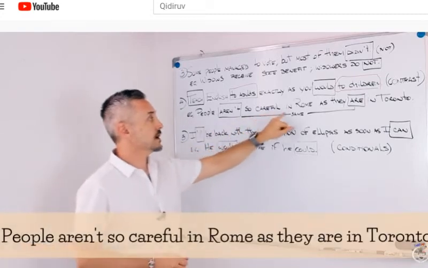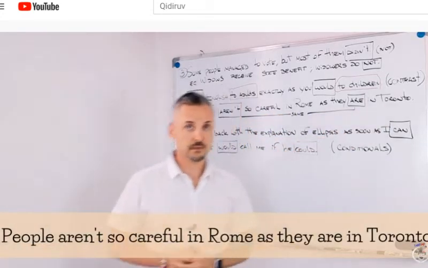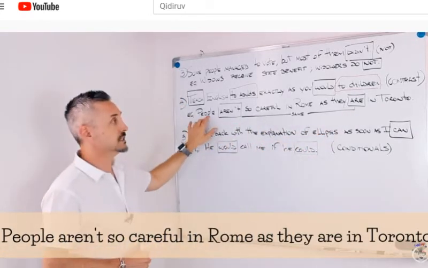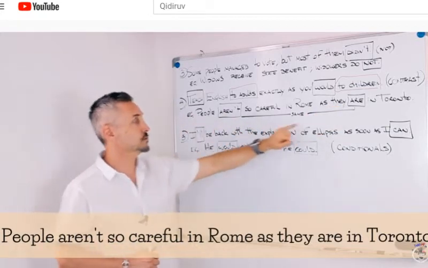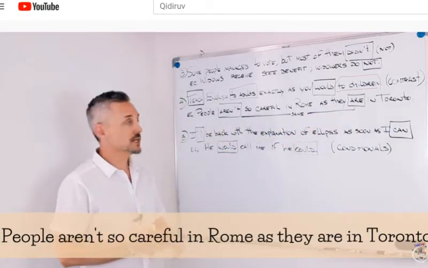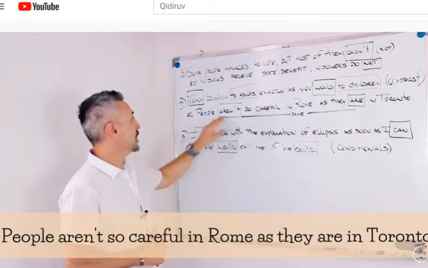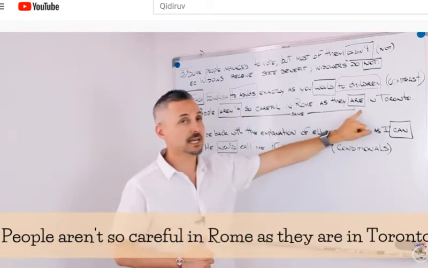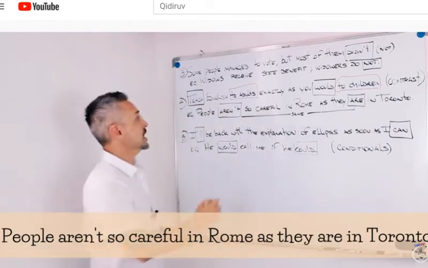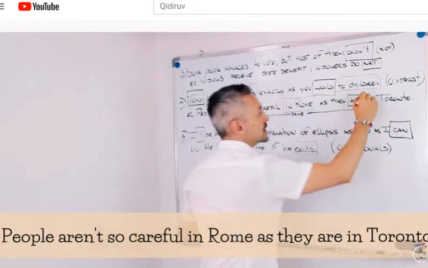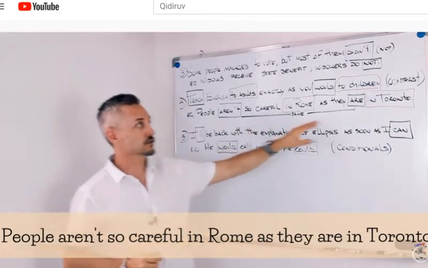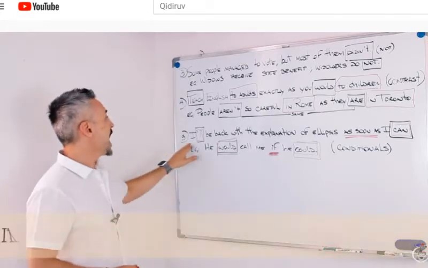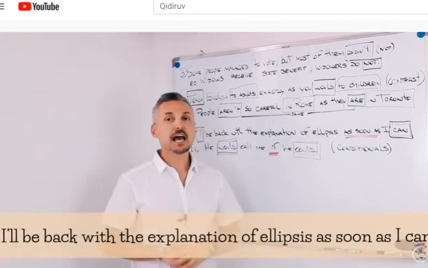People aren't so careful in Rome as they are in Toronto. In this case, I used the verb to be, and we have the same subject and the verb to be. I showed contrast with the negative: people aren't so careful in Rome as they are, the same verb but in positive, in Toronto. It shows the contrast between the two cities. So let's look at the last example. I'll be back with the explanation of ellipses as soon as I can.